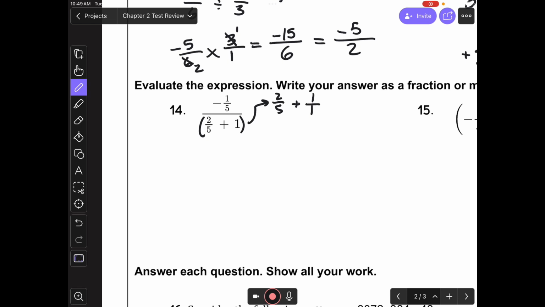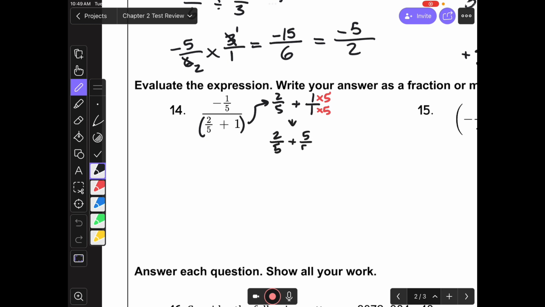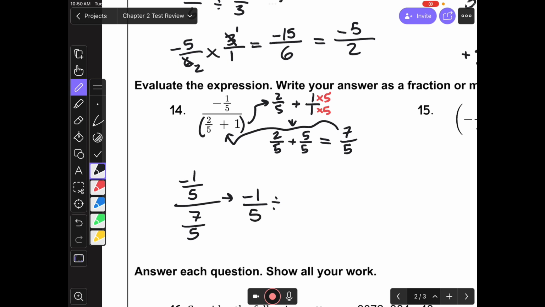I cannot add fractions that don't have the same denominator, so I need to make common denominators. This one is nice. I just have to multiply both by 5. I get 2/5 plus 5/5. Bottoms stay the same. I had 2 slices of pizza. I added 5 more. I now have 7. I'm going to substitute that back in for here since I know that that's equal. I get negative 1/5 over 7/5. And now I divide. Negative 1 over 5 divided by 7/5.